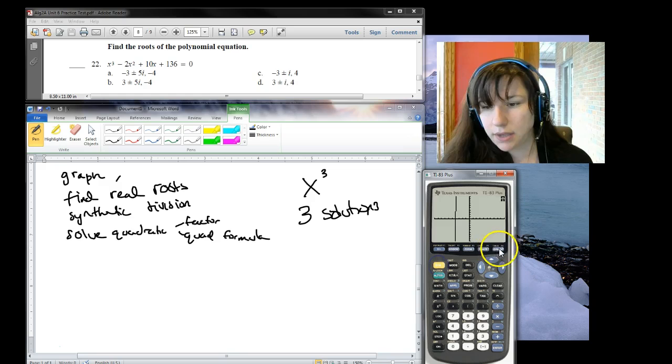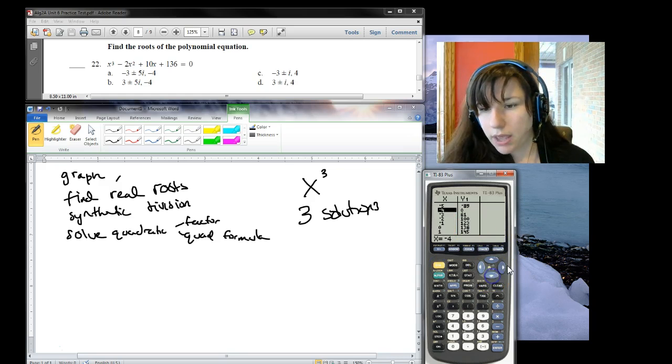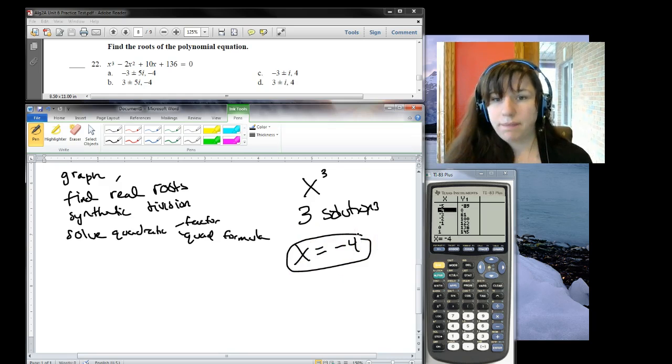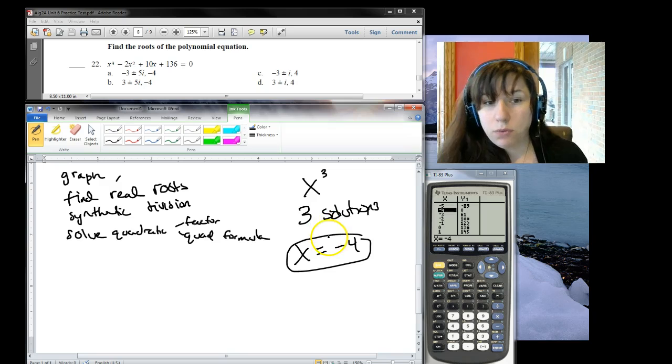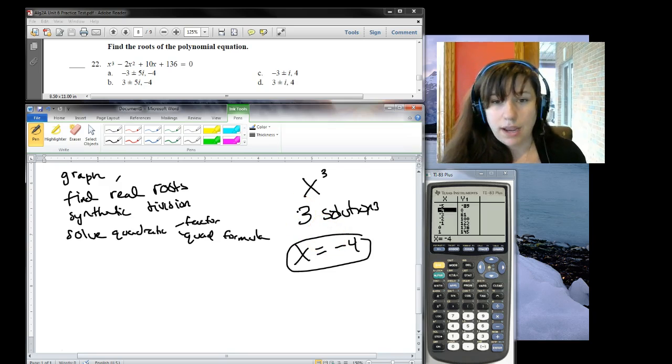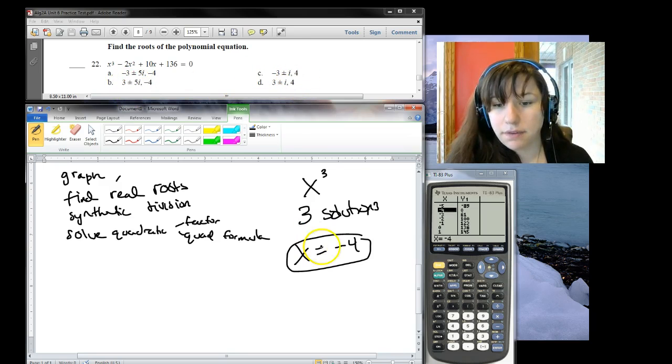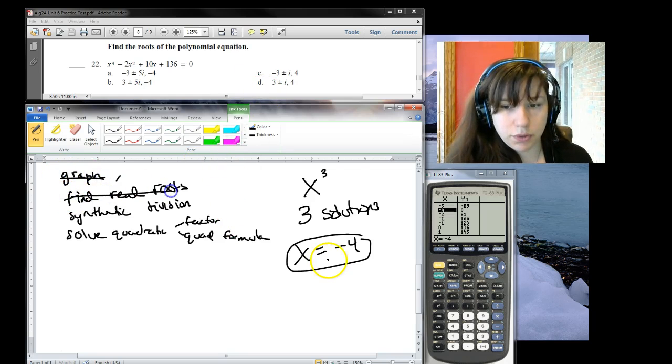So I'm going to go to my table. I'm looking for y equals 0. It's right there. So x equals -4. That's one of my answers. If you look at your choices, you've got A, B, C, and D. I know it's got to be A or B because C and D have a +4. My answer is a -4. So that narrows those down for you. So I graphed it. My real root is a -4.